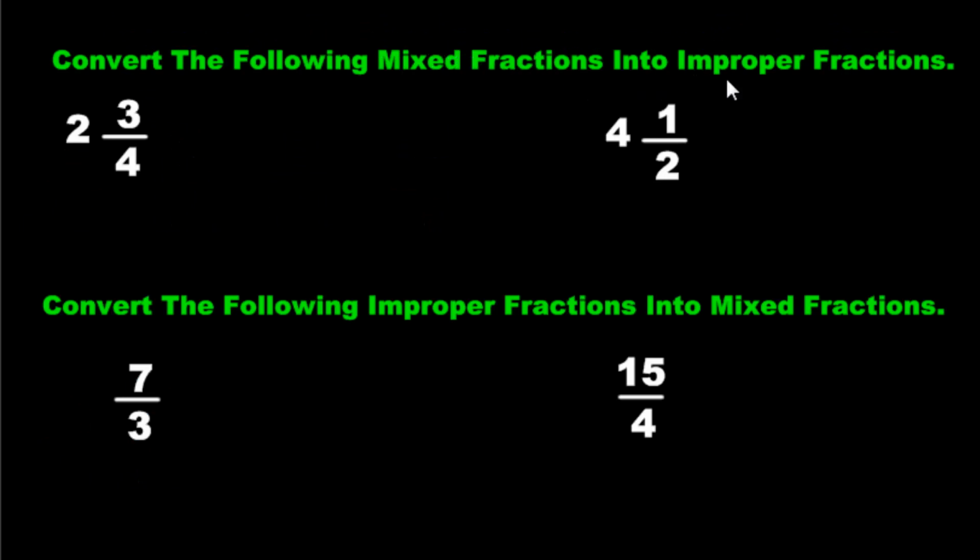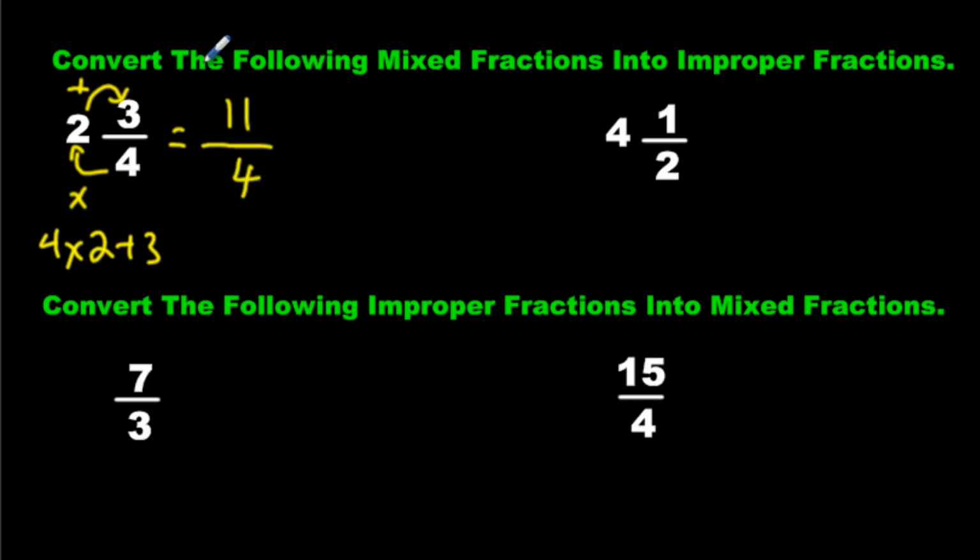Converting mixed fractions into improper fractions is another thing you need to understand about fractions. The rule is you times these two, and then you add the last number there. You're going to add this one. So 4 times 2 is 8, plus 3 is going to be 11. So we have 4 times 2 plus 3. You get 11, and you retain the denominator, 11 over 4. And these two are equivalent to one another.